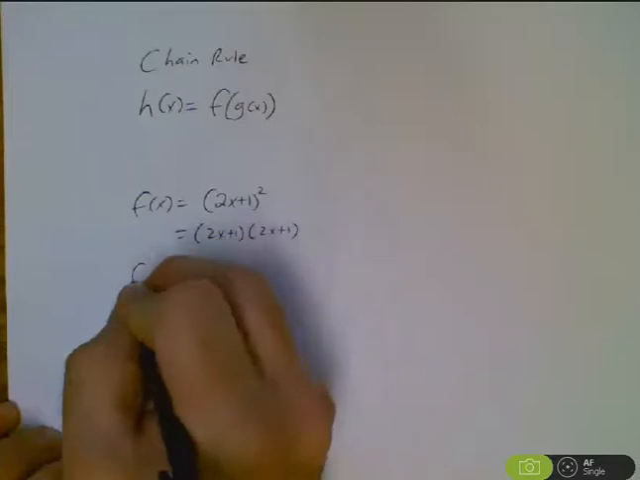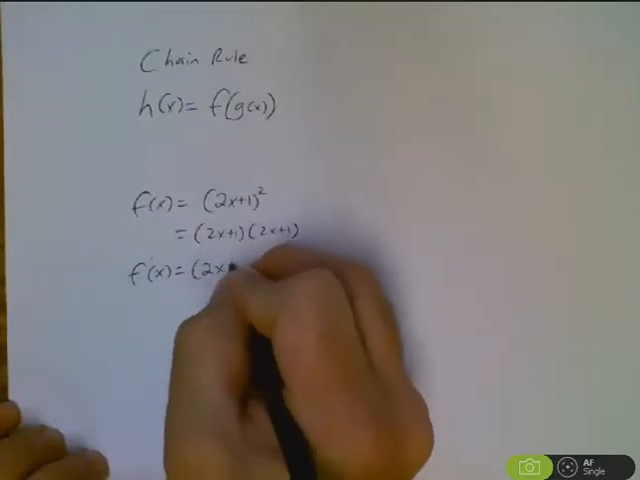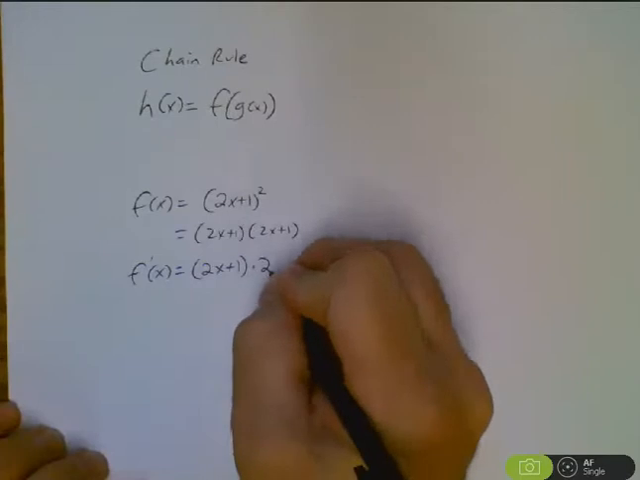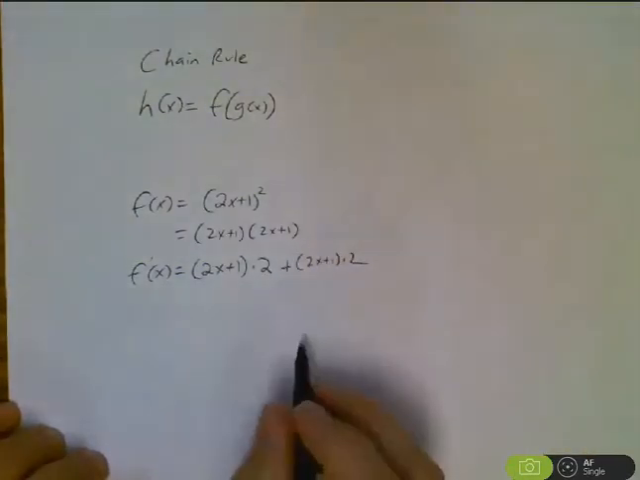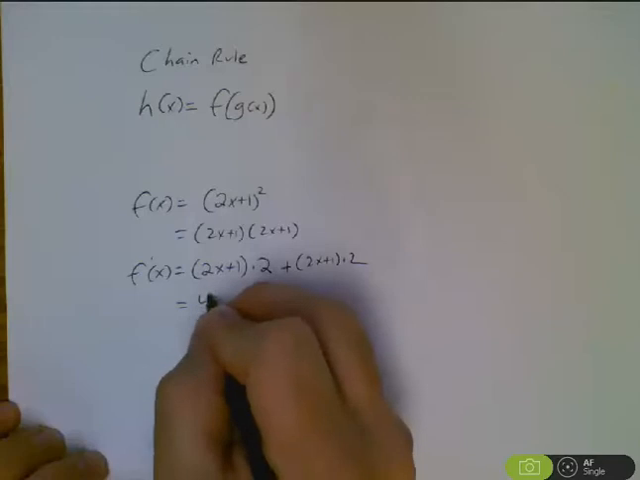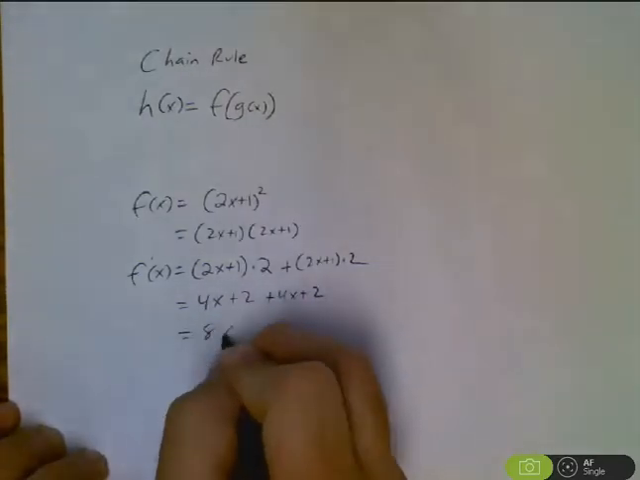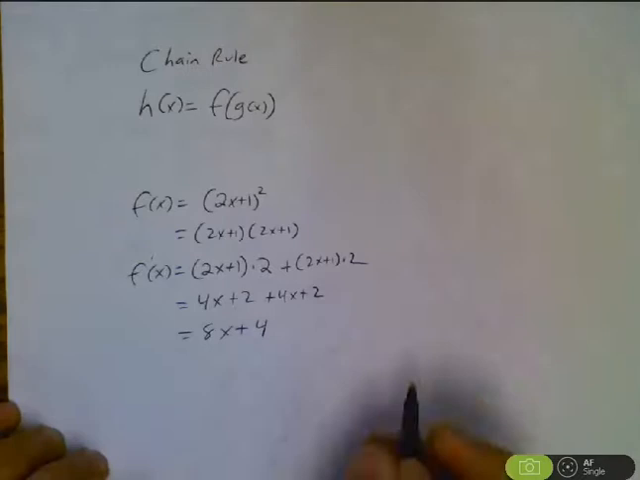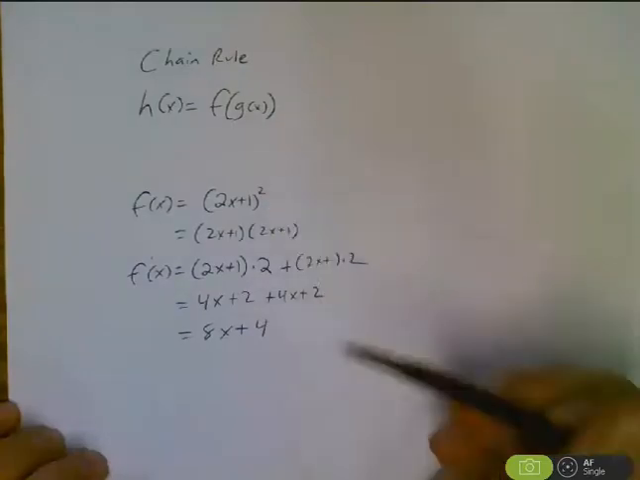So let's actually do that just to see. If I do a product rule here, I'll do (2x plus 1) times 2 plus (2x plus 1) times 2. Okay? And if I simplify that, I get 4x plus 2 plus 4x plus 2, which of course is 8x plus 4. Great, no big deal. But what if that was to the 10th power? We don't want to have to deal with that.